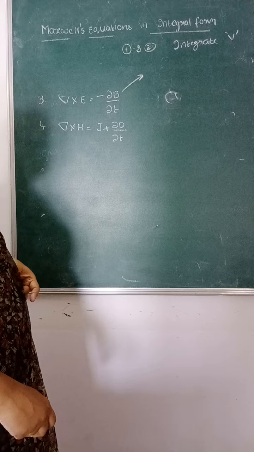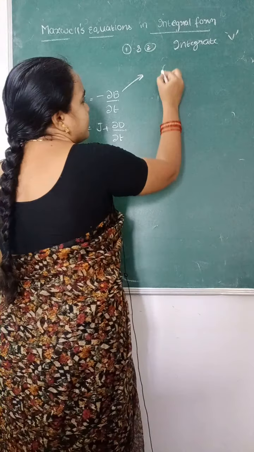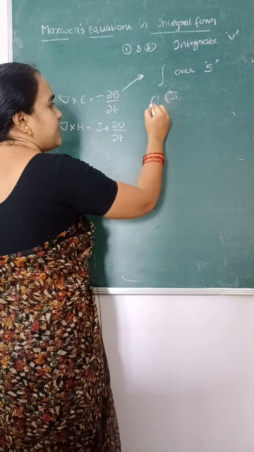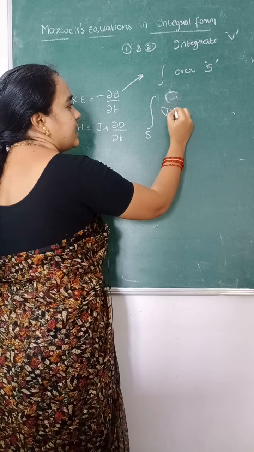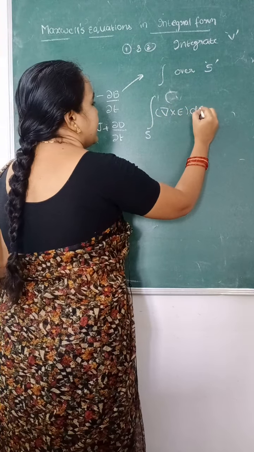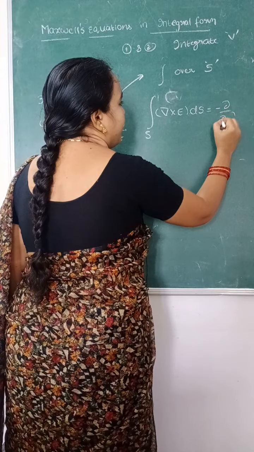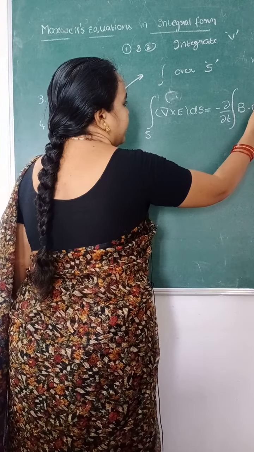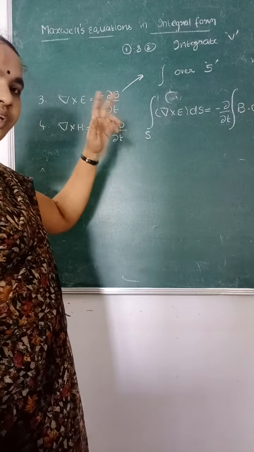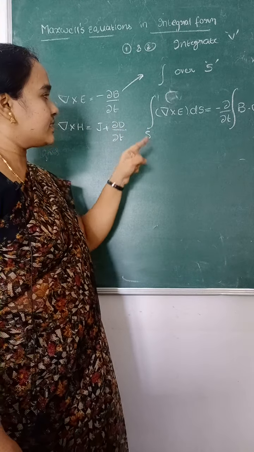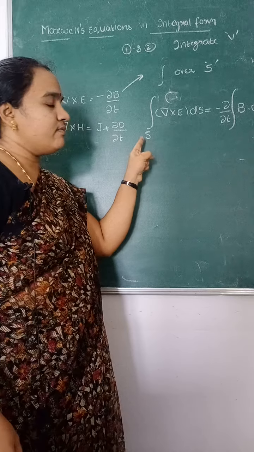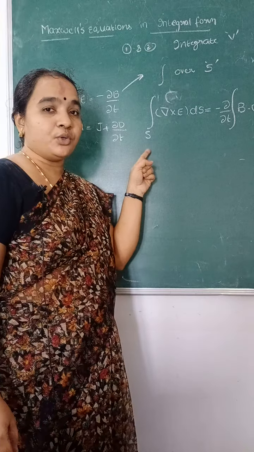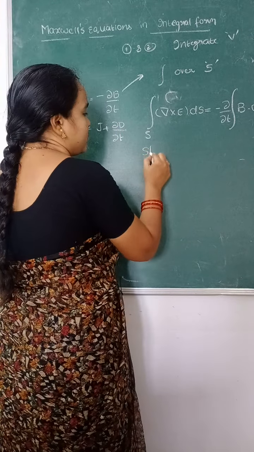Then integrate the above equation over the surface S. Then the surface integral of del cross E dot ds is equal to minus dou by dou t of the surface integral of B dot ds. For the first two equations we applied the Gauss divergence theorem. In this case, on the left hand side we have the surface integral, so we will convert this surface integral into a line integral using the Stokes theorem.